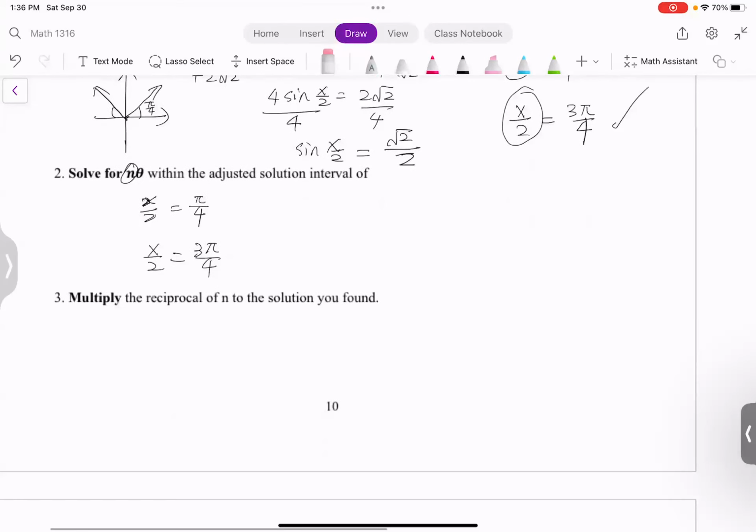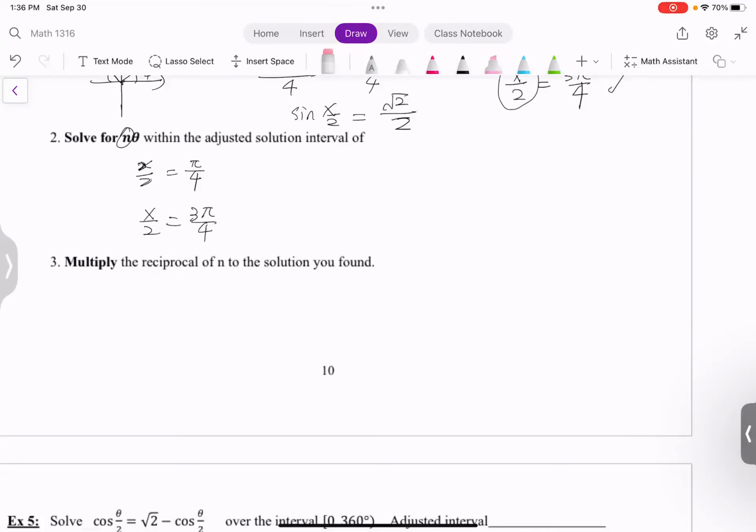And next step, I need to multiply the reciprocal of the n. Now n is 1/2. Reciprocal of 1/2 is 2. Why am I doing the multiplication by the reciprocal? I need to get rid of the 2 here. I need to isolate the x. How to isolate the x?